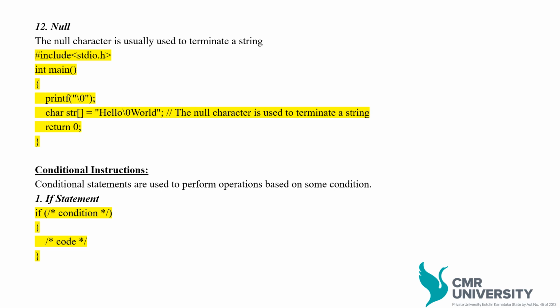And next is null. Null is a character usually used to terminate a string. So if we use null, it will terminate the string. We use the character backslash 0. You can see the example here: char string followed by hello backslash 0 world. It terminates the string value at that point.